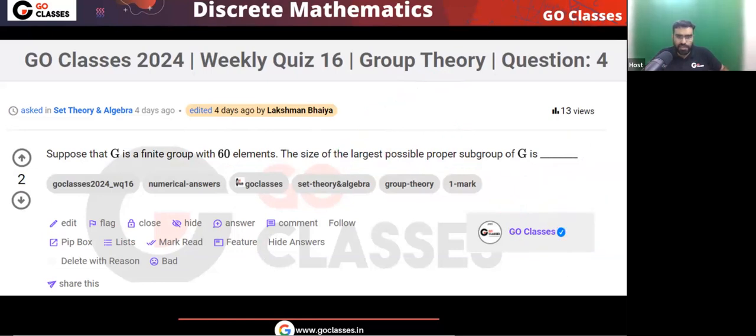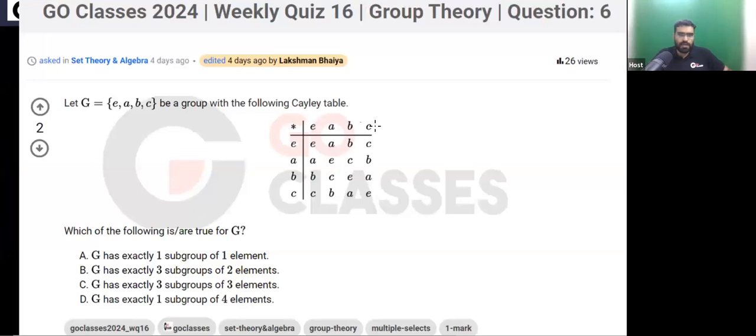In this same question, if I remove the word proper, the answer will be 60, because 60 divides 60. So this is your Lagrange theorem, very simple. Now let's move on and solve this question.